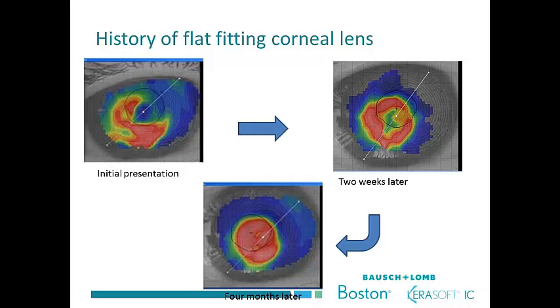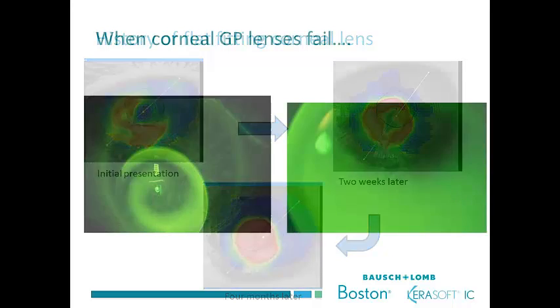Just because you're fitting a lens, you're fitting it at one point in time of their disease process. So you are forever managing their condition using contact lenses, and it's really important. This is a dynamic process of their condition and their fitting history, and sometimes fits do change because of the progressive nature of their conditions.